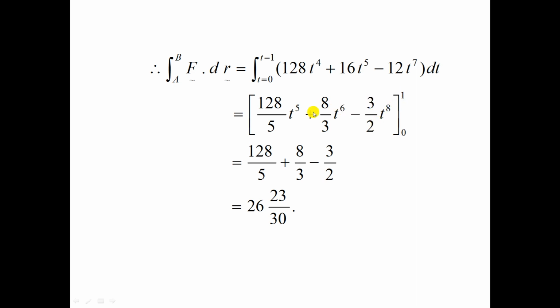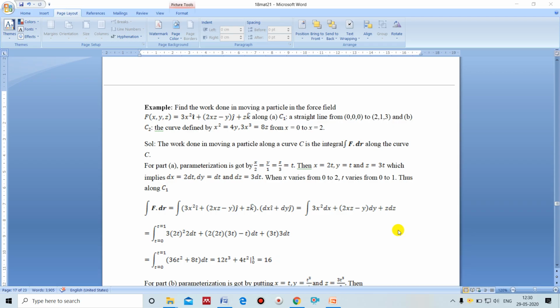Then put the upper limit t is equal to 1 and the lower limit 0. For the lower limit all the values will be 0, only for the upper limit, put t is equal to 1, it will be 1, 1, 1. We get 128 divided by 5 plus 8 divided by 3 minus 3 by 2, which is 803 divided by 30. So it is a work done example.